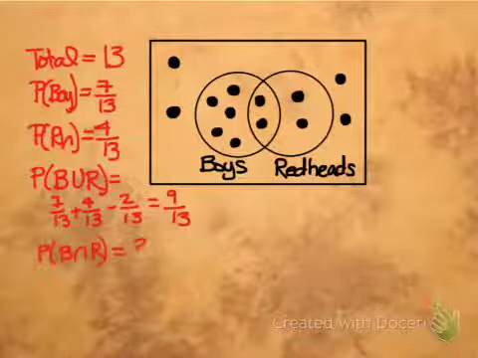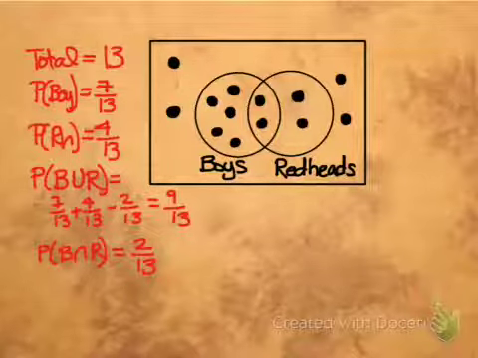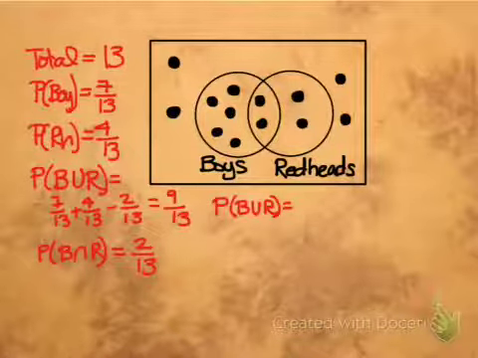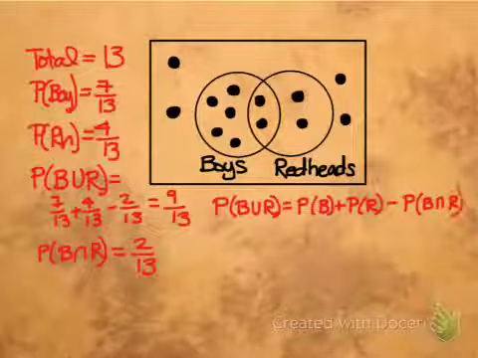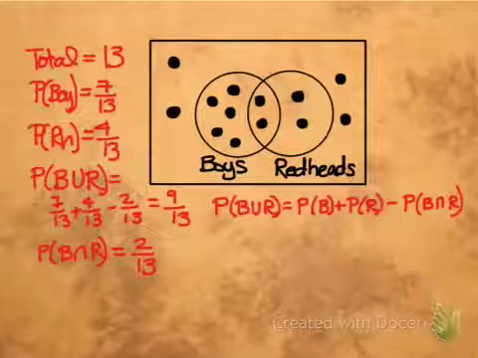Now the probability of boy intersecting redheads, where those 2 circles overlap, there are 2 of them, and that's 2/13. So going back to the probability of B union R, we write it as the probability of boys plus the probability of redheads minus the probability of boys intersecting redheads.